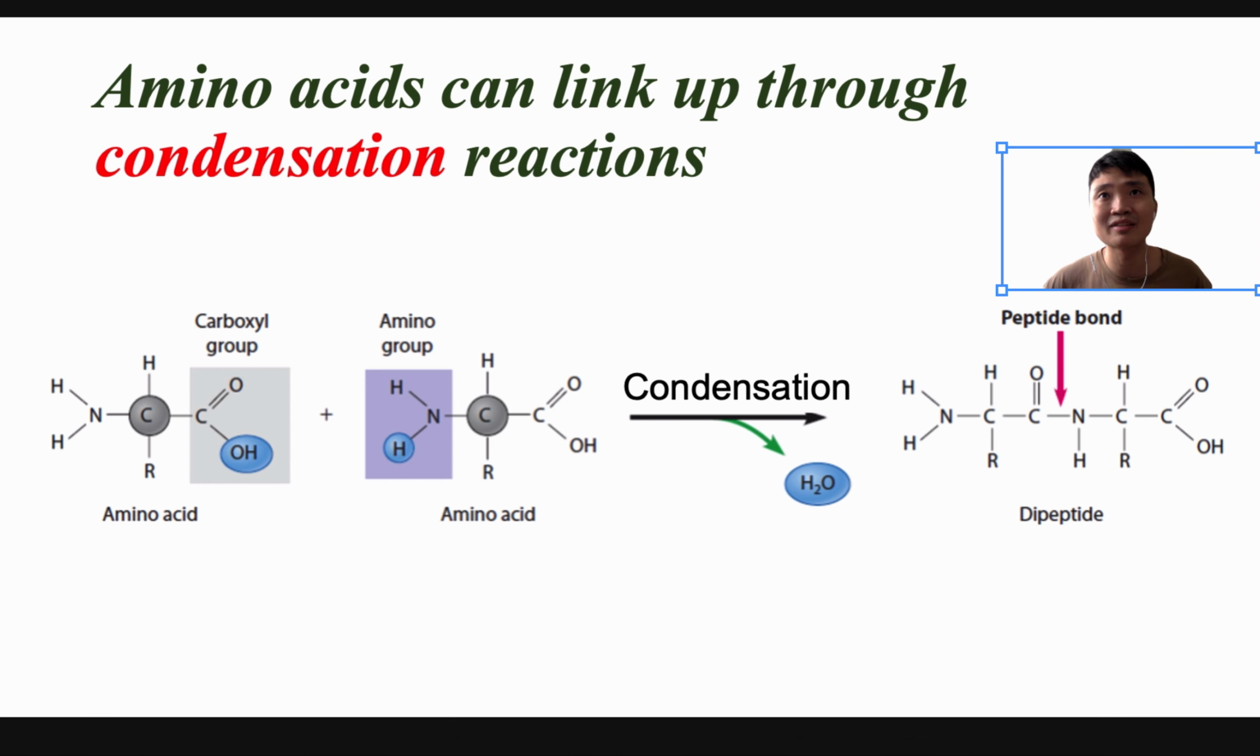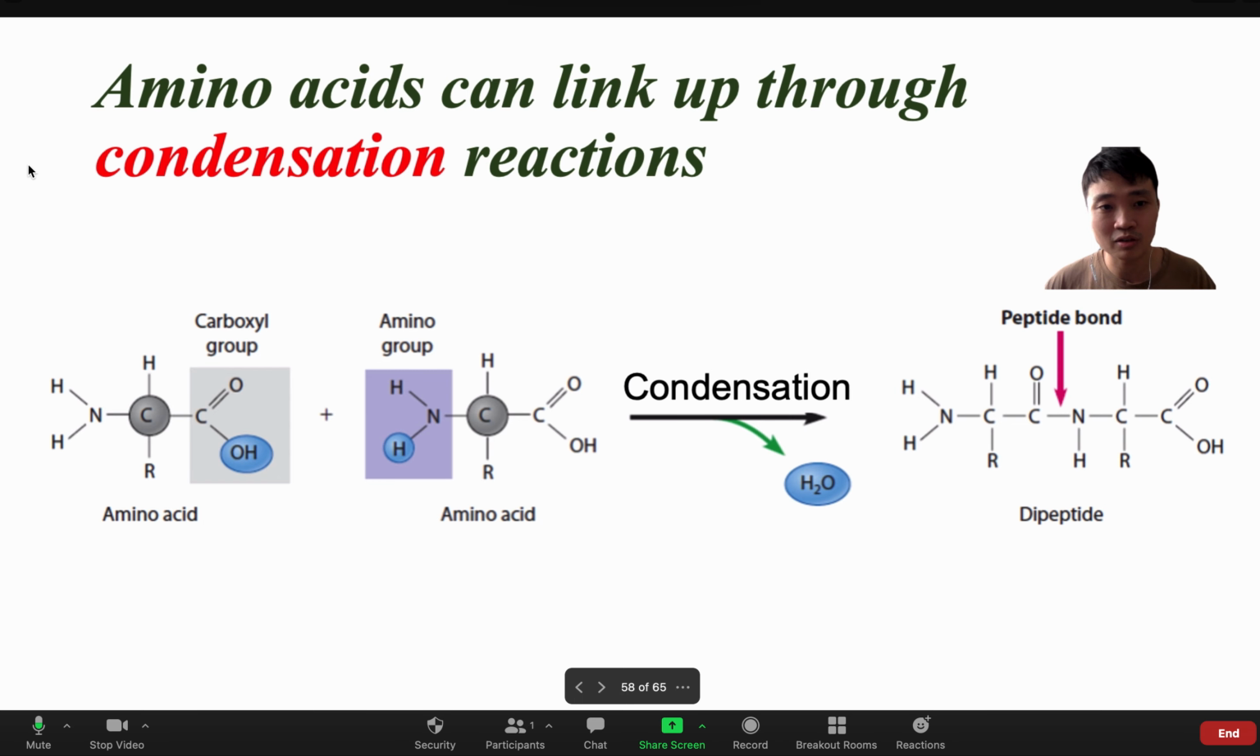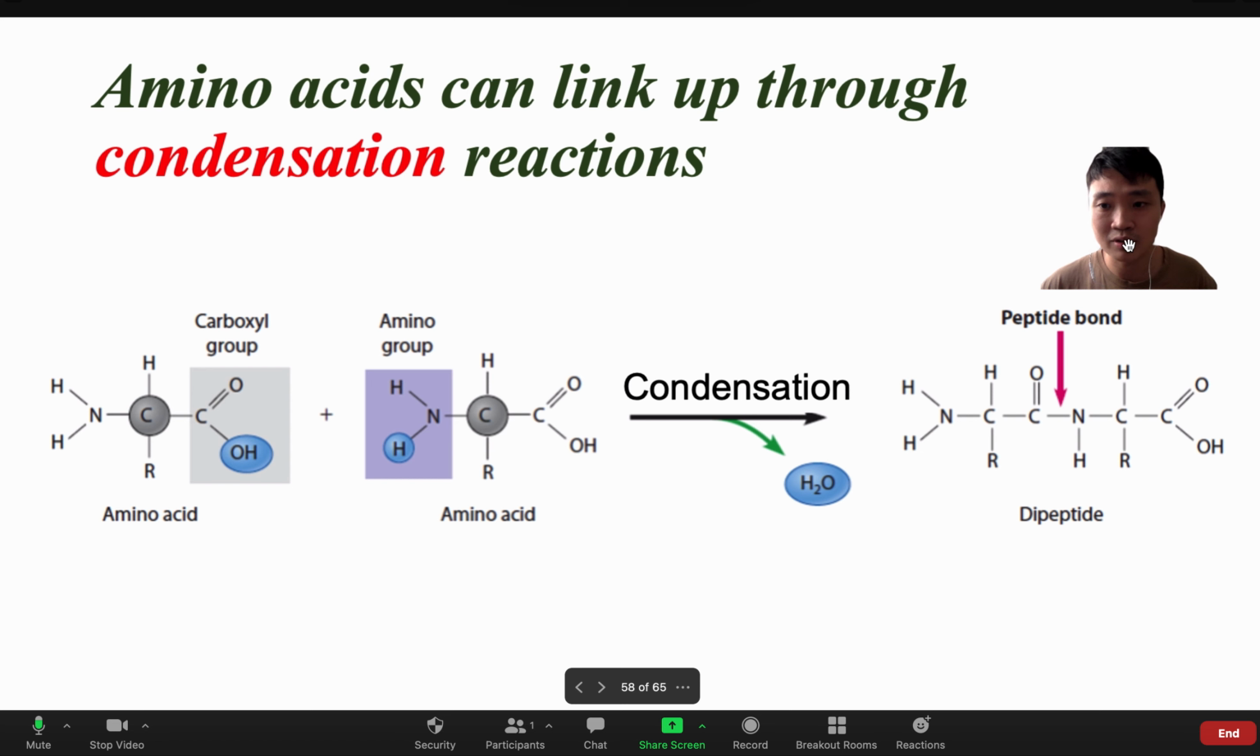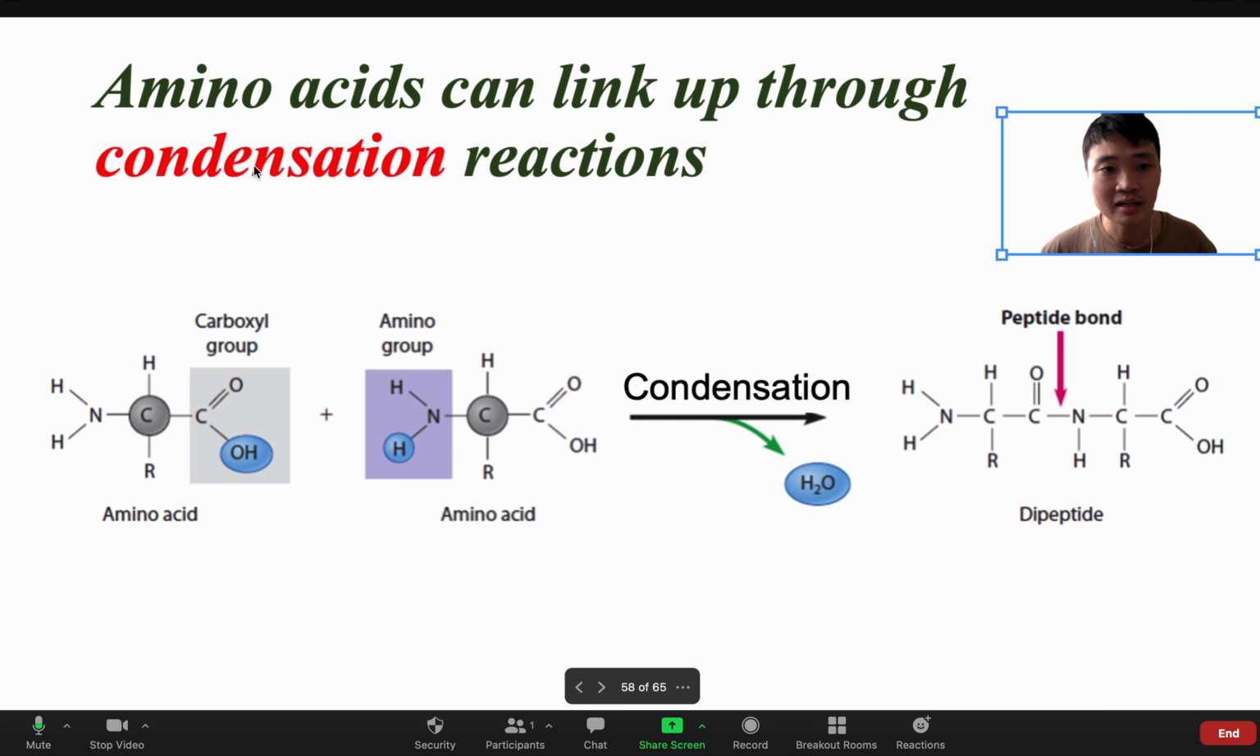So from the 20 different naturally occurring amino acids, you have already learned the words condensation and hydrolysis. You want to join something together, it's actually a condensation reaction. So two amino acids can link up together by a condensation reaction. That's the blank in your notes, condensation reaction, to form a dipeptide. But you don't really need to know the term dipeptide. We will talk about it more.